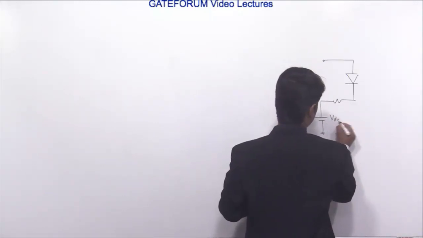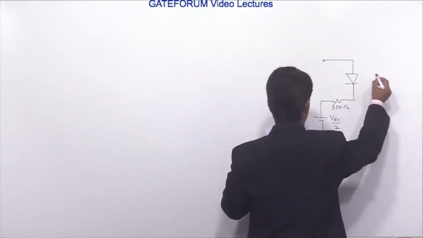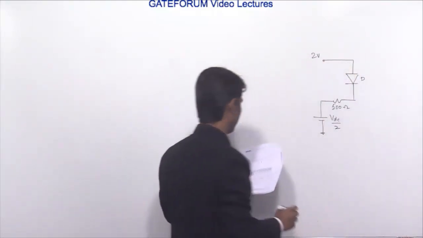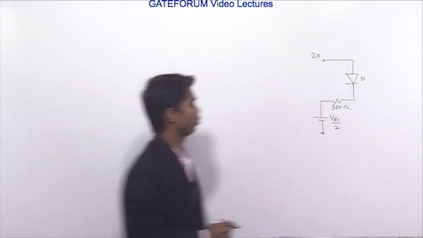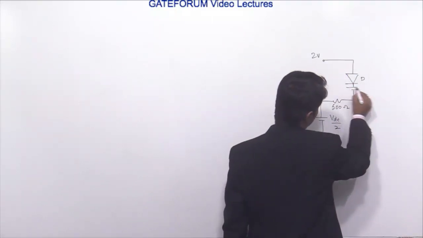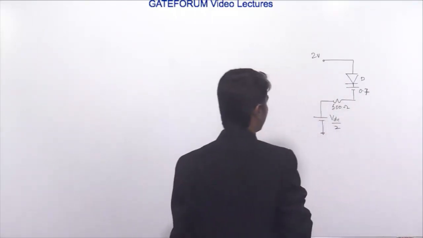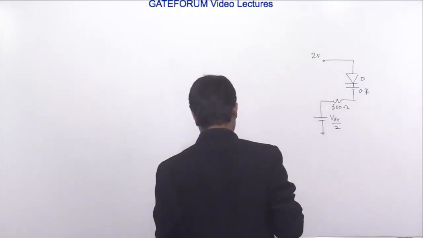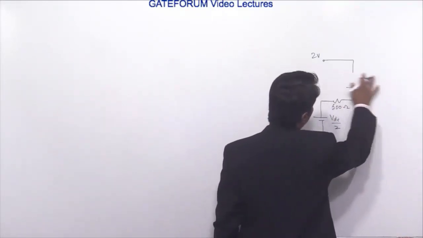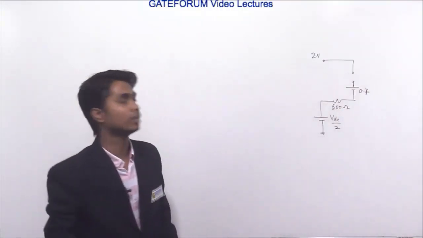This is VDC by 2, this is a 500 ohm, this is a diode, and this is a 2 volt source. It is given in the question that the barrier potential is 0.7 volt, which means this is a non-ideal diode, and we have to replace it with a 0.7 volt source. They are asking for the value of VDC such that there is no forward current, which means the diode is reverse biased, open circuited.